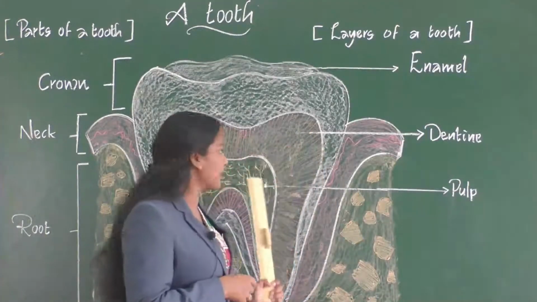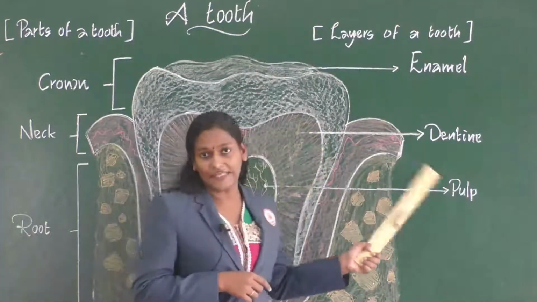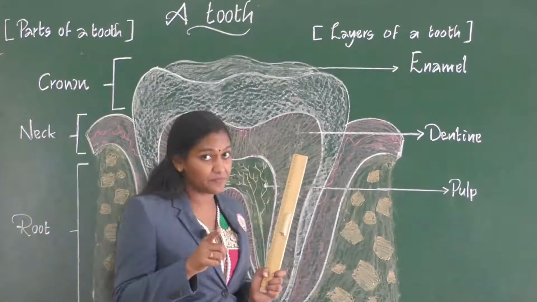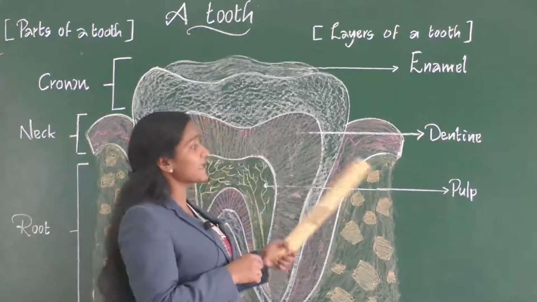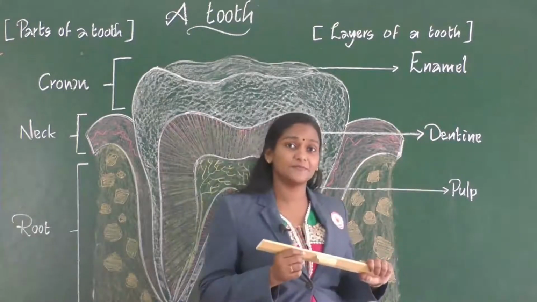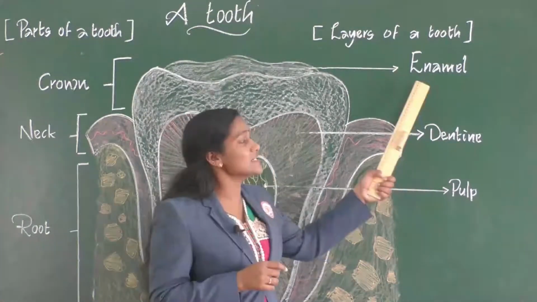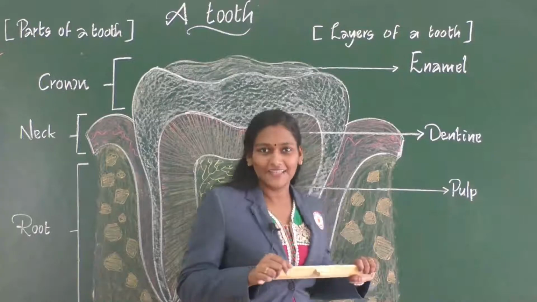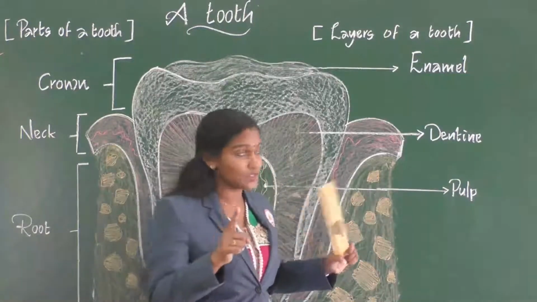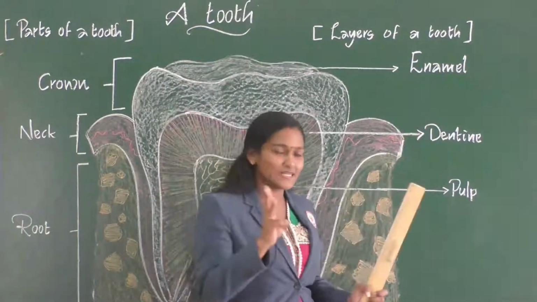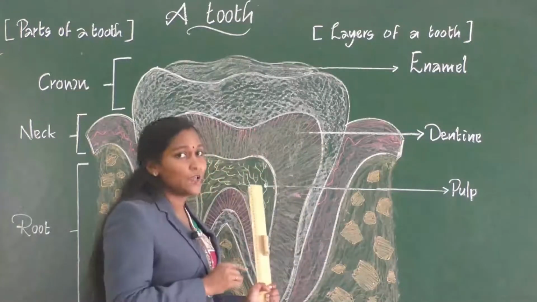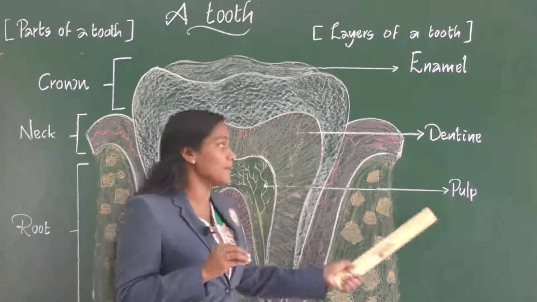Then the second one, the dentine. This is the dentine part, right? Just below the enamel. It is yellow in appearance. So what is the function of dentine? It supports the enamel. Then third one, inside the dentine, we can see a soft pulp, right?